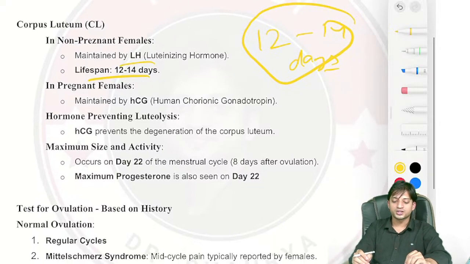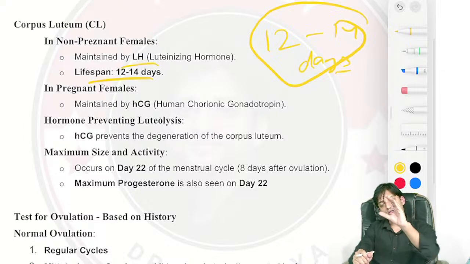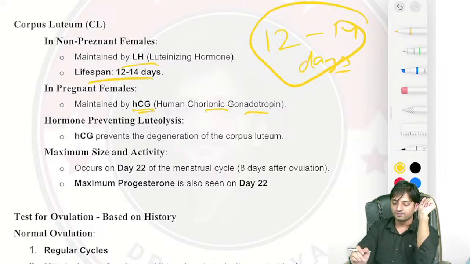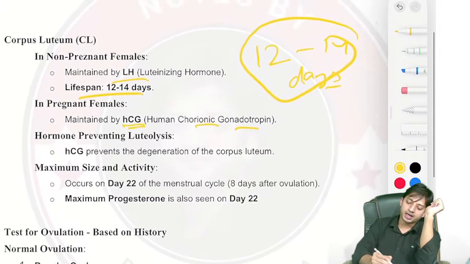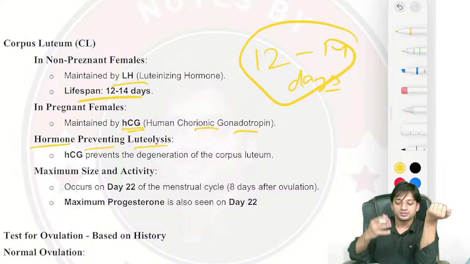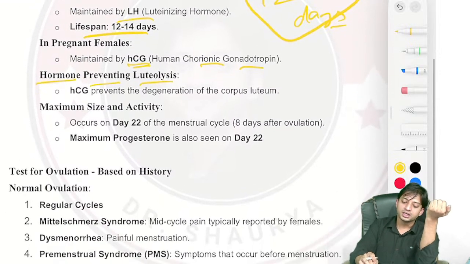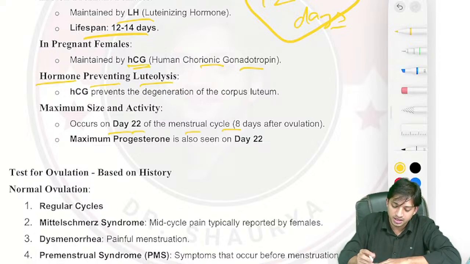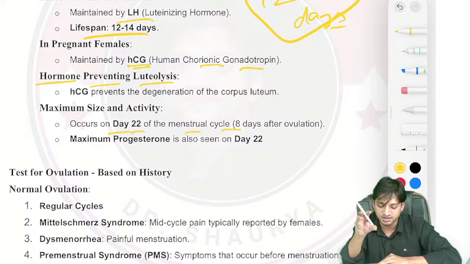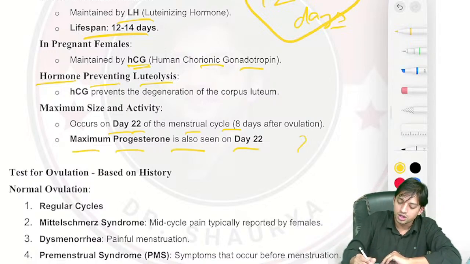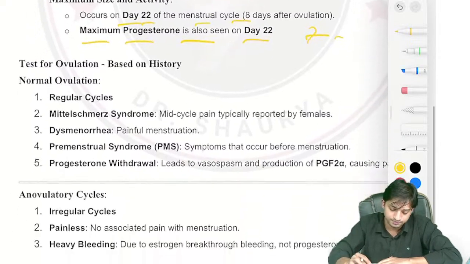Now, in a pregnant female, what is going to happen? The corpus luteum will be maintained by the HCG hormone, or human chorionic gonadotrophin. We have already discussed this, right? The hormone preventing luteolysis or degeneration of the corpus luteum is again HCG, which helps in maintaining the corpus luteum, right? Now, by day 22 of the menstrual cycle, the corpus luteum generally attains maximum size and activity, and it also produces maximum progesterone on normal day 22 of the cycle.